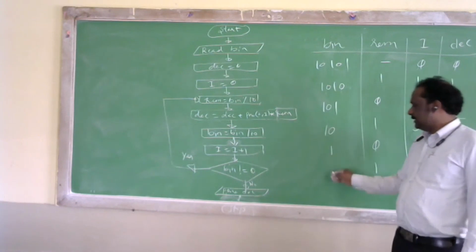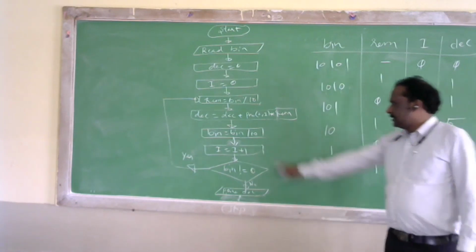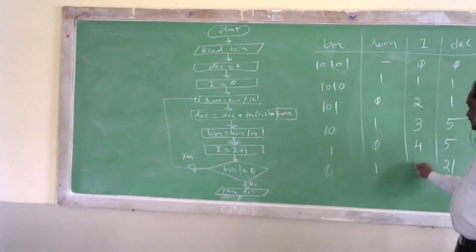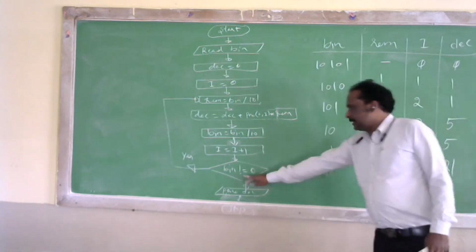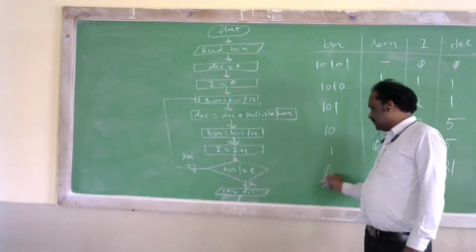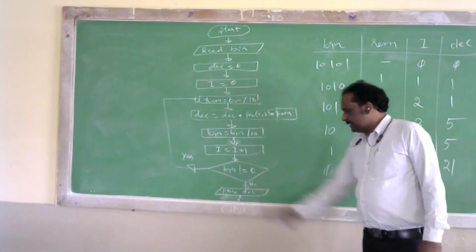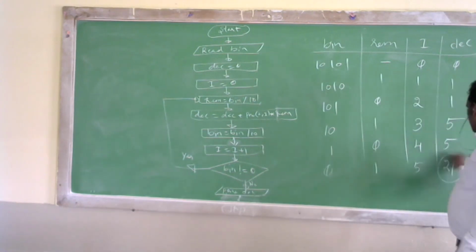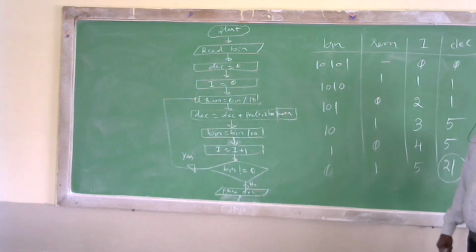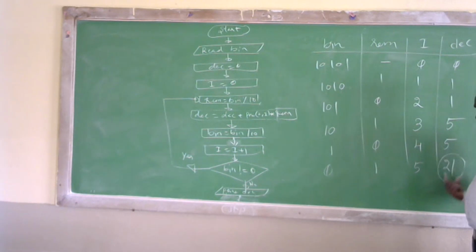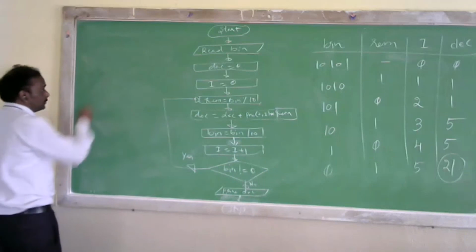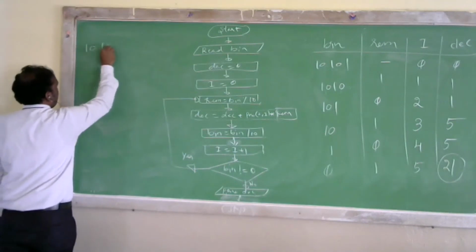Now divide this binary number by 10. So we'll get 0. I is equal to I plus 1. I value has become 5. Now, is binary not equal to 0? It is equal to 0. False. False means print the decimal value. So what is the decimal value we have got? We have got 21. We'll get the same 21 value with the manual calculation.